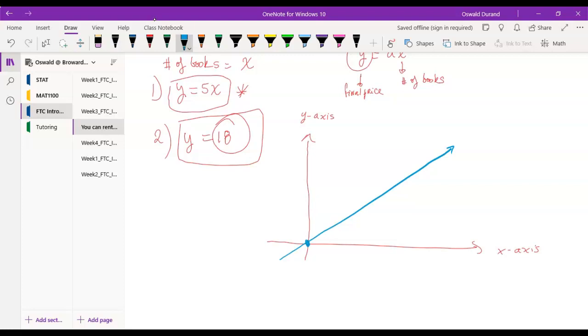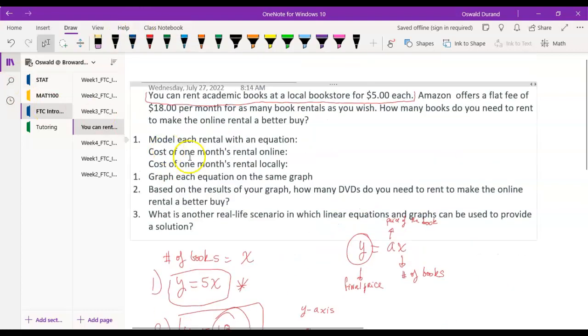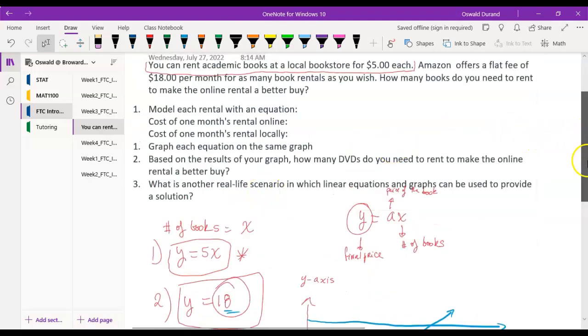Then you have y equals 18. We know 18 is a flat fee. So if it's a flat fee, that means that the line that's going to represent y equals 18 should be a horizontal line. Somewhere here, it's going to be a horizontal line. And these two are going to cross at some point, right? And this is how you're going to answer, based on the result of your graph, how many DVDs do you need to rent to make the online rental a better buy? So how do you know that?